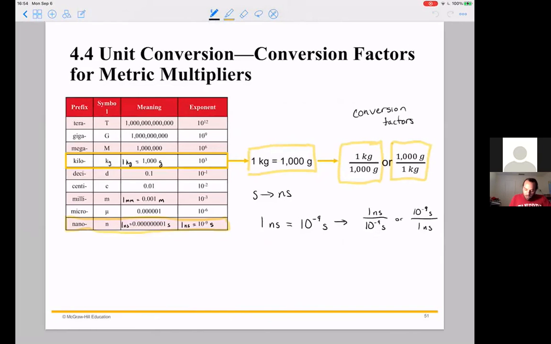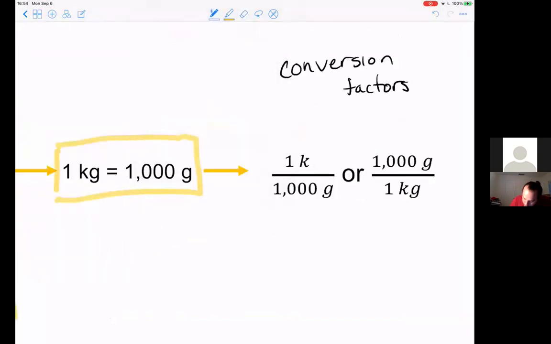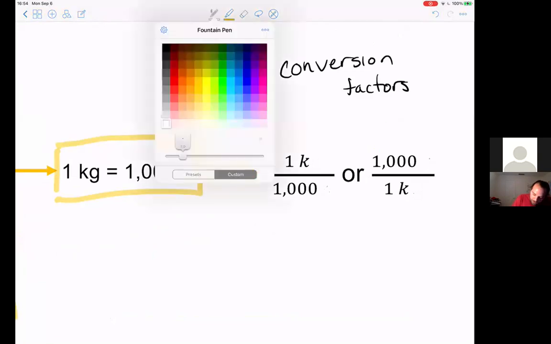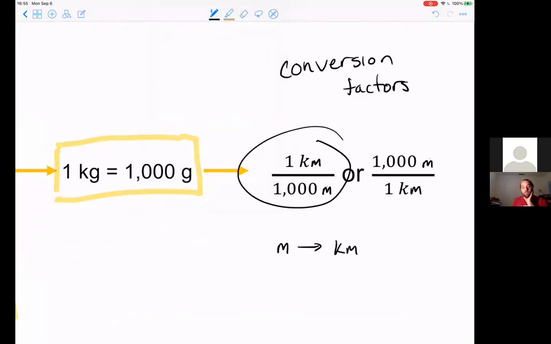Again, we have our two conversion factors over here. But instead of talking about kilograms and grams, we basically got the same thing, but we're going from meters to kilometers. So I'm going to use one of these two conversion factors here. Again, I want to go from meters to kilometers, so I'm going to want to use this one so that my meters are on the bottom and cancel out.